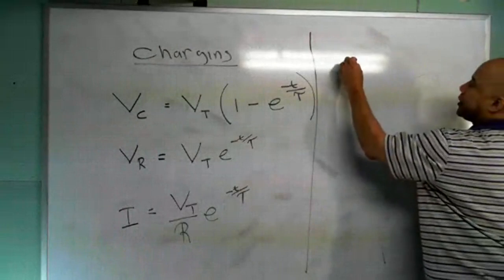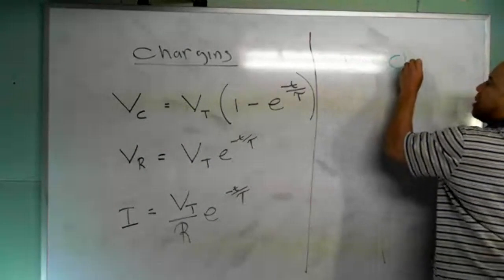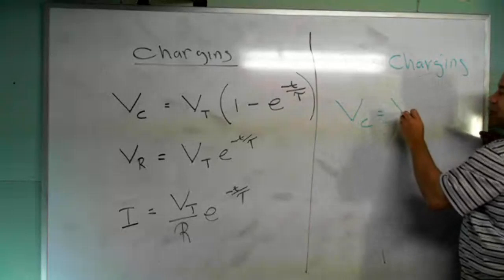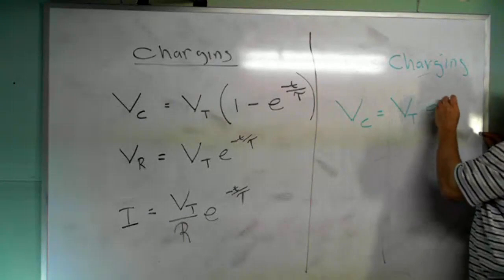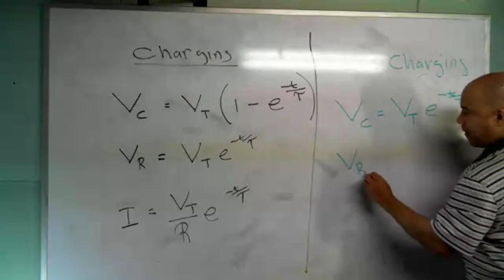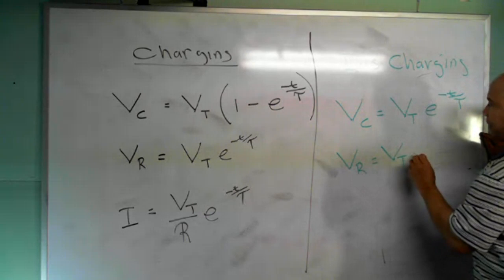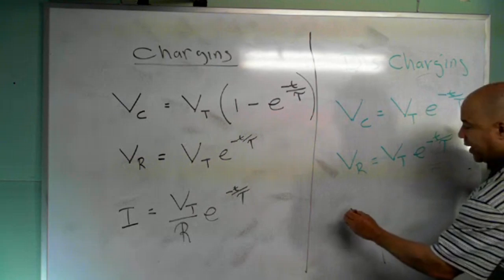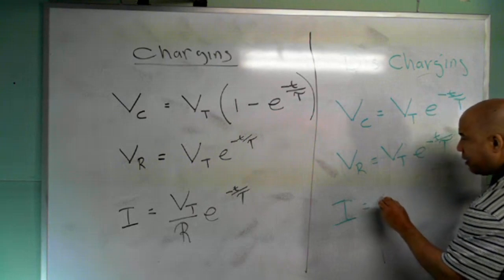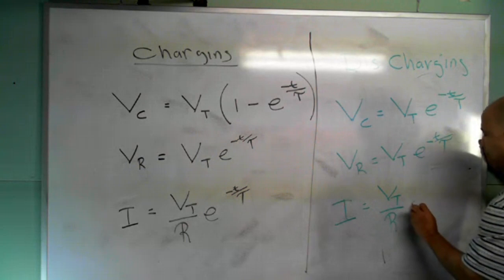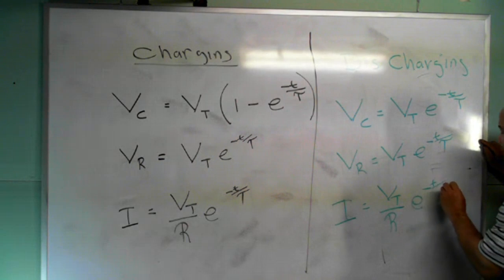If it's discharging, VC equals Vt e to the minus t on tau. VR equals Vt e to the minus t on tau. And I equals Vt over R e to the minus t on tau.